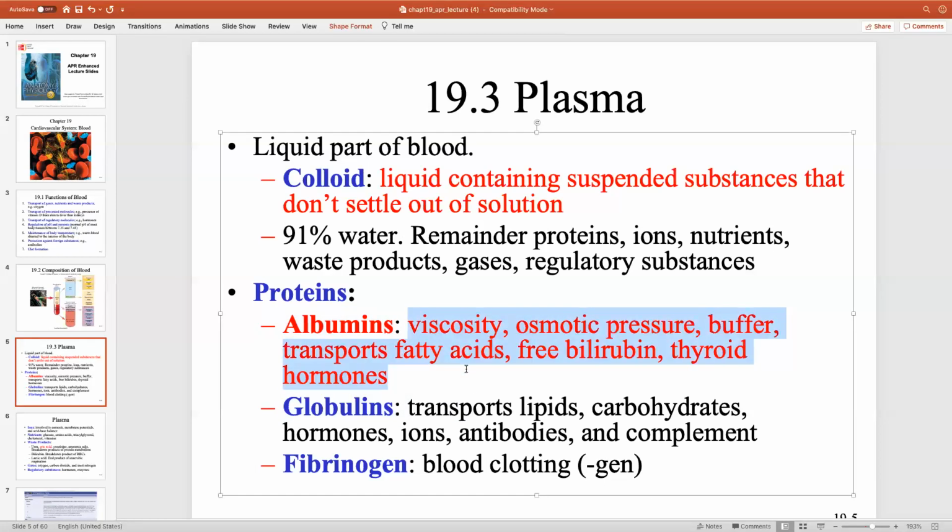Now, albumins, important for what? For blood viscosity, right? In terms of last semester, you should know what osmosis is. Osmosis, just a quick review, is the movement of water due to concentration differences, right? Concentration of solutes. Let's say in my blood vessel, right?